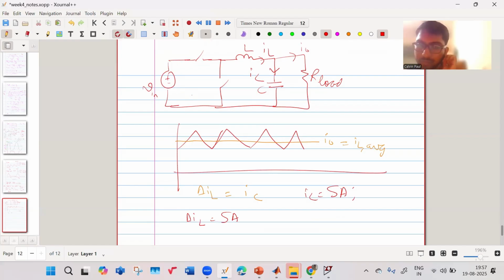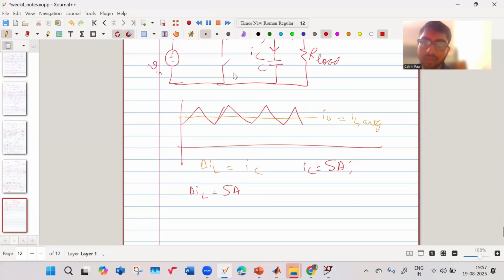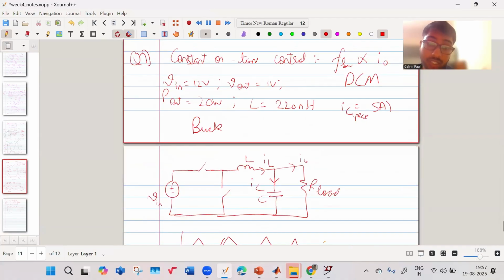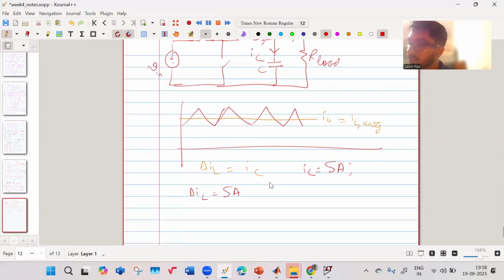Okay, this is done. So what's the question about constant on-time control? What is the required on-time? What is the on-time which we require? So you have to find this on-time which you need.